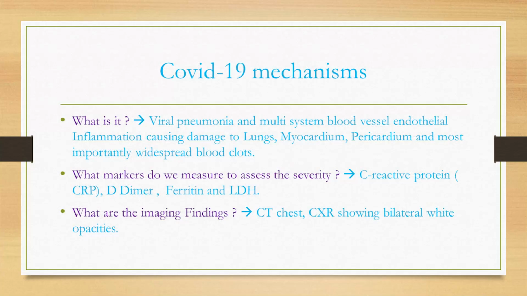First, I'll go through the mechanisms, the COVID-19 postulated mechanism of actions. So the COVID-19 can cause viral pneumonia and also can cause multi-system blood vessel endothelial inflammation. That means it can affect the endothelium of the blood vessels, but the blood vessels go everywhere, to the lungs, to the heart muscle, to the pericardium, to the brain, to the kidneys, and so they can cause widespread blood clots. It's in the lungs and it's in the legs.